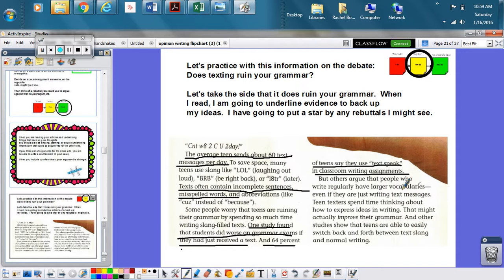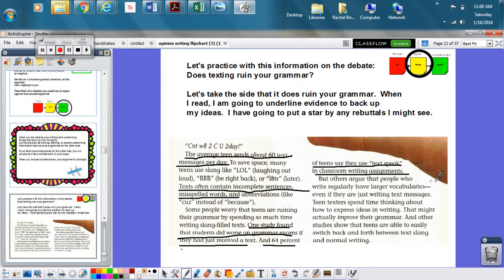But others argue that people who write regularly have larger vocabularies, even if they are just writing text messages. Teen texters spend time thinking about how to express ideas in writing. That might actually improve their grammar. And other studies show that teens are able to easily switch back and forth between text slang and normal writing.